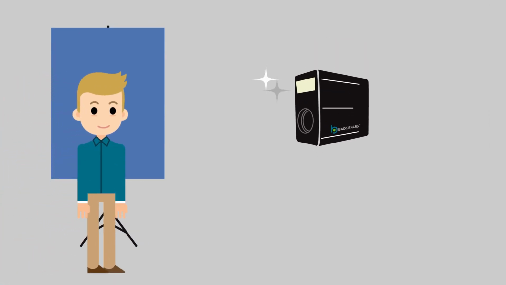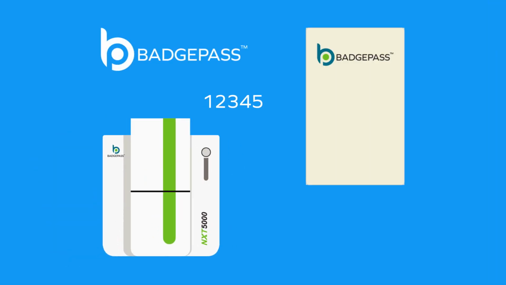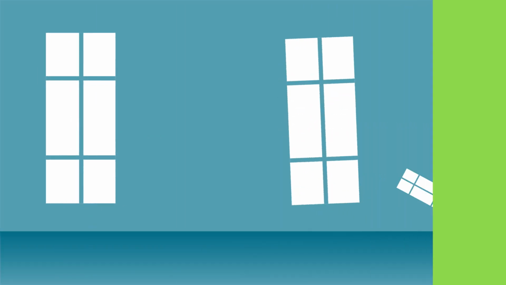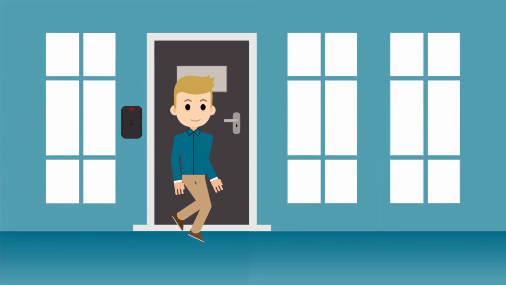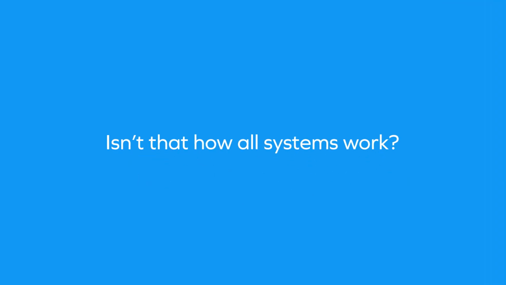The HR team captures his photo and prints him a card. The BadgePass system reads the unique card number that is encoded in the chip embedded in the card, automatically assigning that number to Bob and activating the card during the print process. As a result, Bob can take his card and immediately start using it for door access, purchases, and more. Isn't that how all systems work?